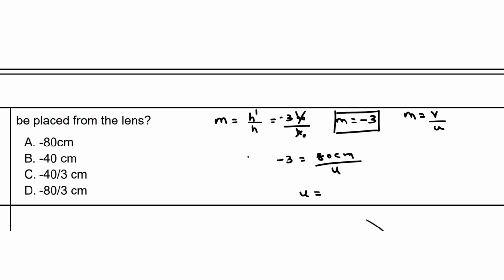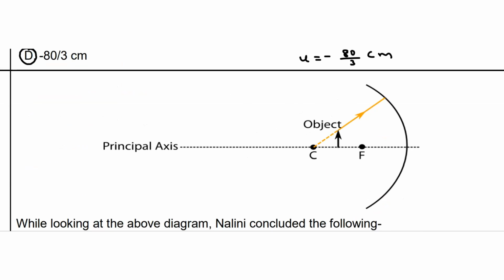So u is equal to, this negative 3 comes down, so it is negative 80 by 3 centimeter. Here there is an option, the D to be negative 80 by 3 centimeter. So I pick this option, which is the object distance. So the candle flame has to be placed at a distance of negative 80 by 3 centimeter in front of the lens. Okay, next.